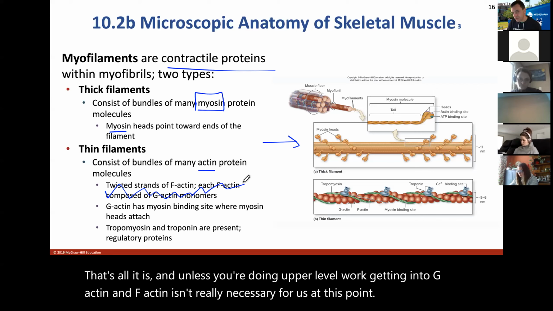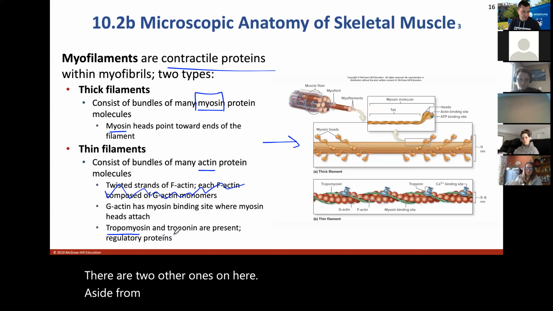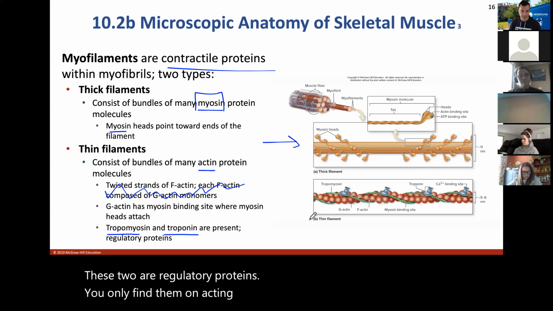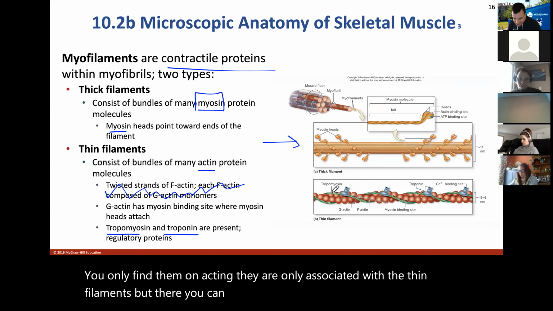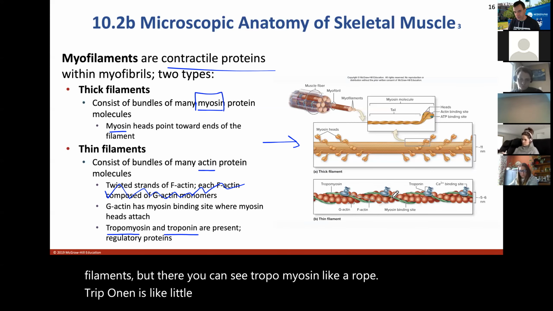There are two other ones on here. Aside from actin, we have troponin and tropomyosin. These two are regulatory proteins. You only find them on actin. They're only associated with the thin filaments. But there you can see tropomyosin, like a rope. Troponin is like little bedazzled beads along the rope.